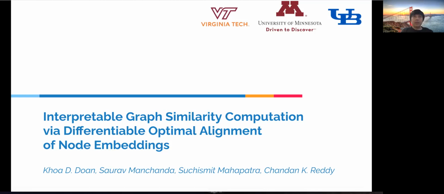Hello everyone, my name is Kwa, and today I'm presenting a paper called Interpretable Graph Similarity Computation via Differentiable Optimal Alignment of Node Embeddings. This is joint work with my collaborators, Saurabh Manjanda, Sujismit Mahapatra, and my advisor, Professor Jenna Reddy.